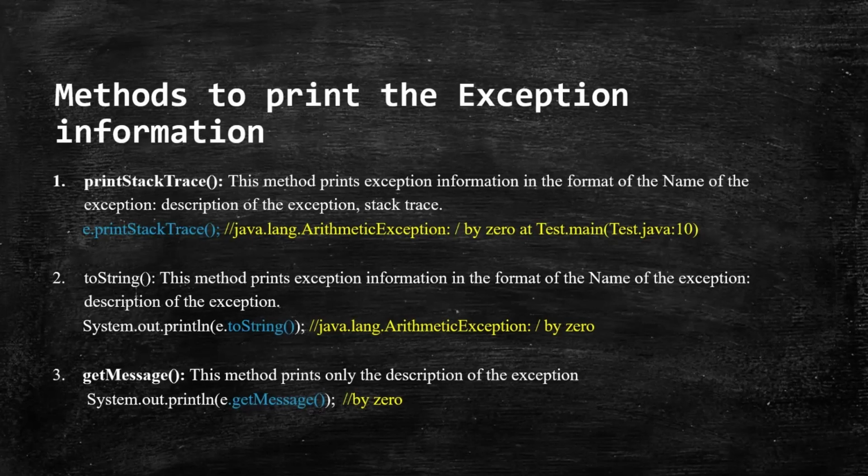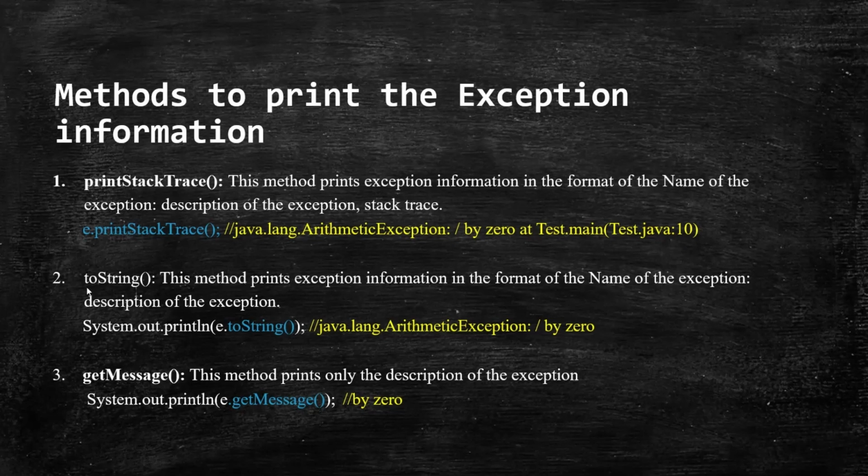We have various methods to print an exception. First is printStackTrace. This syntax will print the information about the exception in the format of name, description, and stack trace. When you write e.printStackTrace, e is your object of the exception class. With that you print the stack trace. Then you get java.lang.ArithmeticException, which is the name, / by zero, which is the description, and then at test.main, Test.java:10, which is the stack trace.